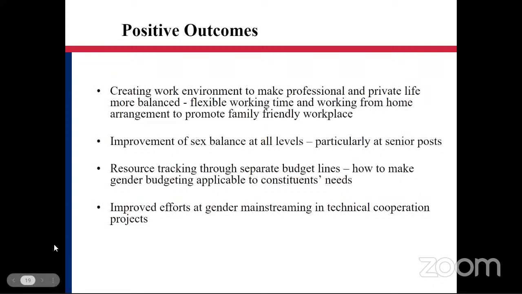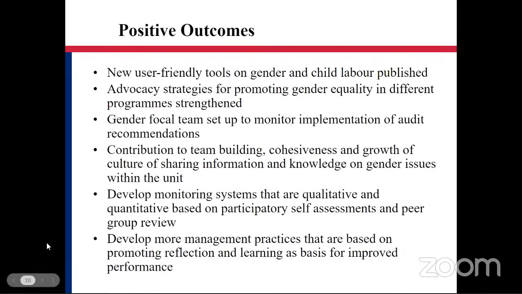Next, positive outcomes from our project: we are creating a work environment to make professional and private life more balanced. Like we have to make balanced and flexible working time, working from home arrangements to promote a family-friendly workplace. Also, we have to improve our sex balance at all levels, particularly at senior levels. Resource tracking through separate budget lines, how to make gender budgeting applicable to constituent needs. Improved efforts at gender mainstreaming in technical cooperation projects is needed. Thank you. Now I would like to hand over to Prajakta.